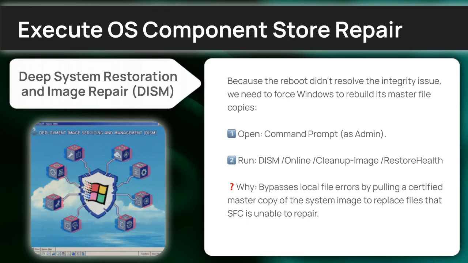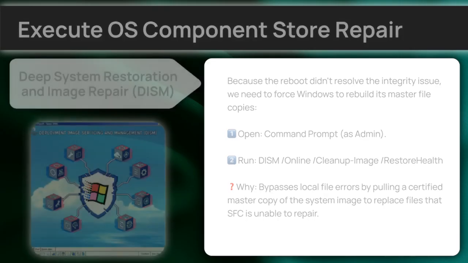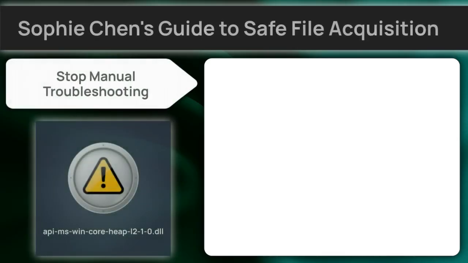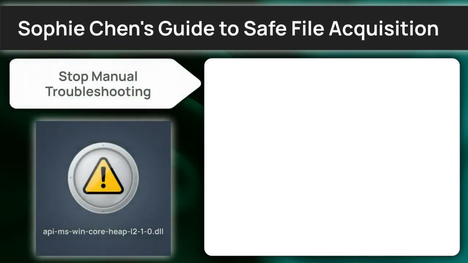Why are we doing this? Well, it bypasses local file errors by pulling a certified master copy of the system image to replace files that SFC is unable to repair. Before you wrap up the repair, let's ensure you're following the safest path for your system.